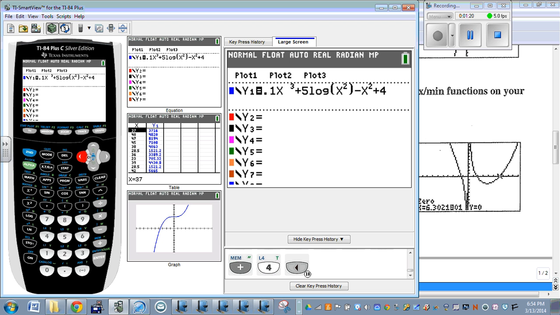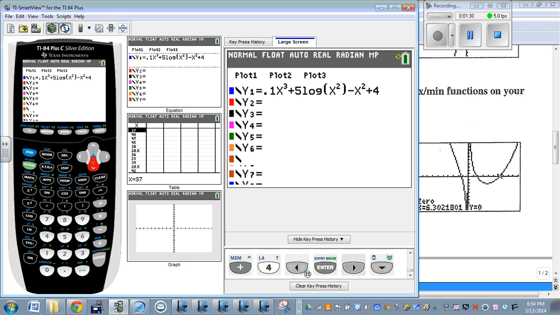But we don't even want to look at this graph. I'm going to go over to the equal sign and hit enter. And what that does is that equal sign is no longer highlighted. I'm not even going to look at that graph. What I want to look at is the graph of the derivative of that. So we're doing kind of what we just did.